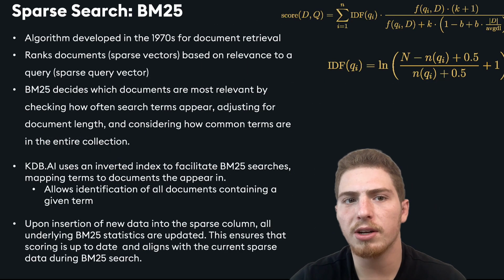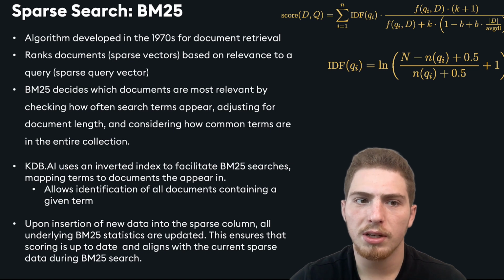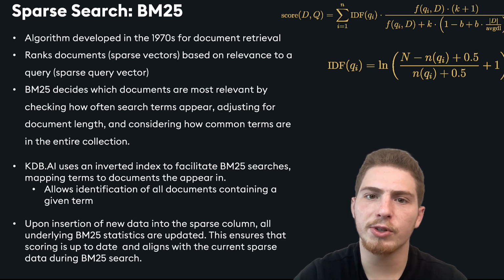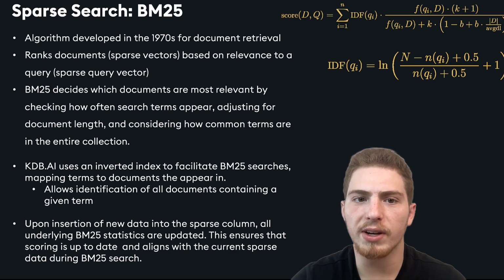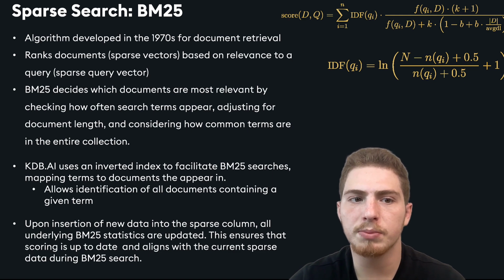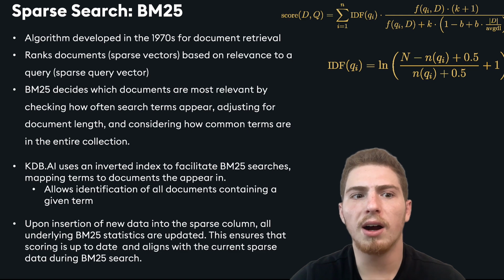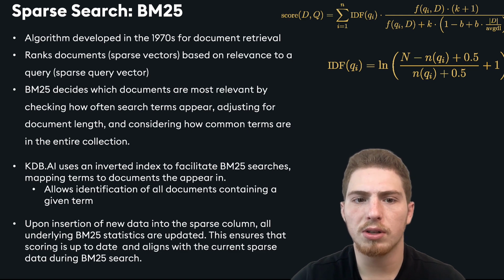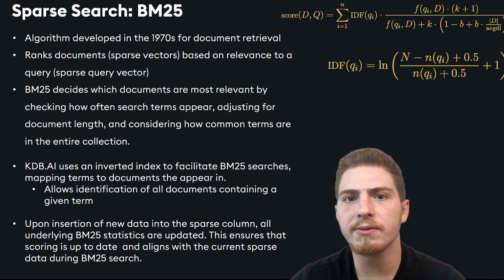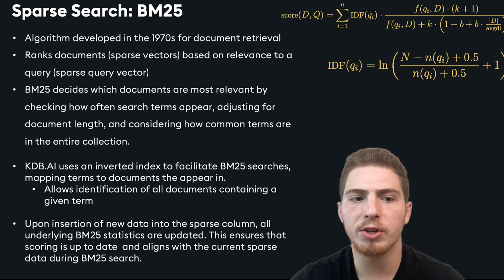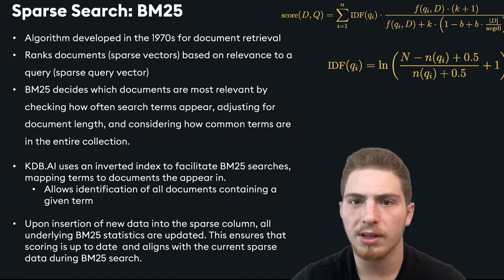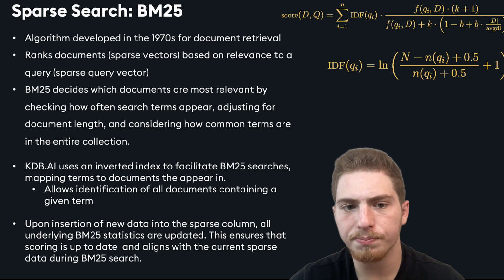Sparse search is typically done with a BM25 algorithm. It's an algorithm that was developed in the 70s for document retrieval, shows great performance, and ranks sparse vectors based on a sparse query vector. BM25 decides which documents are most relevant by checking how often search terms appear and then adjusting for document length and considers how common terms are in the entire collection. And that's what the algorithm on the right does.